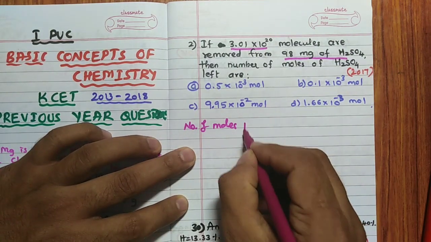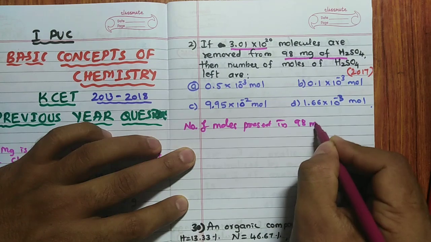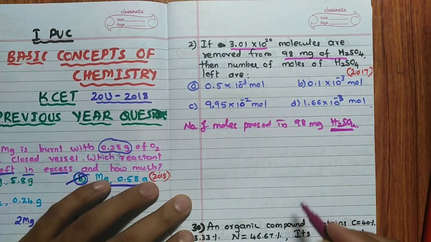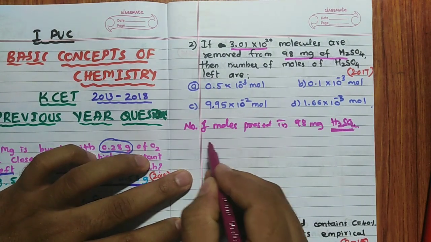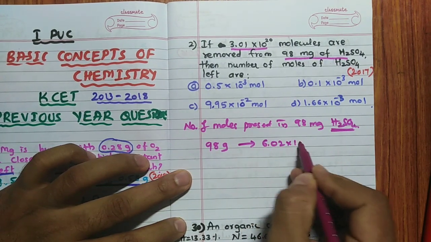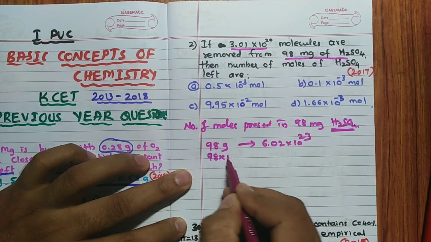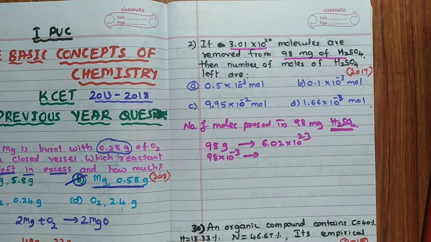Number of moles present in 98 mg of sulfuric acid. How much? Sulfuric acid molecular weight is how much? Sulfur is 32, oxygen is 16, so you will get 98 gram. Remember, 98 gram has the Avogadro number 6.02 into 10 to the power 23. Then 98 into 10 to the power minus 3 gram has how much? So the calculation should be very fast.